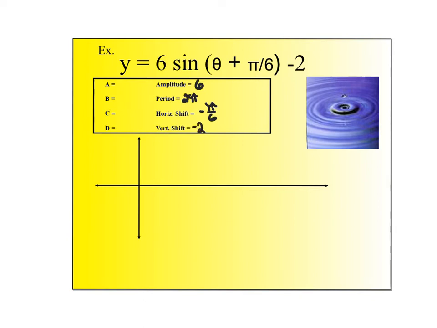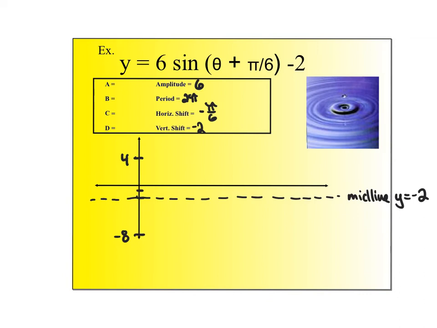I like to start at that vertical shift of negative 2. And I made these a little too big. So let's mark maybe right here as negative 2. And I like to put a little dashed line through here to remind myself that that's going to be my midline. Okay, and then I like to mark, if my amplitude is 6, I'm going to go 6 above and 6 below that line. So 6 above negative 2 would be at 4, and 6 below negative 2 would be at negative 8. So I like to start there just to remind myself how high and low it's going to go.